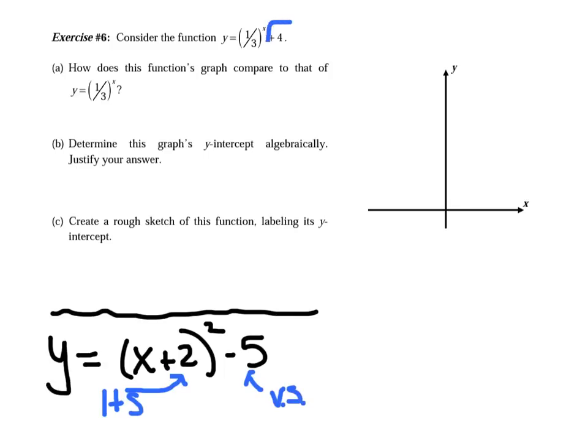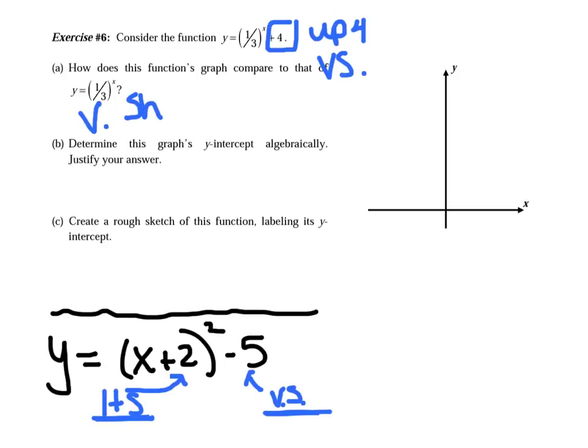What do you think this plus 4 does to your graph? Do you think it's a horizontal shift or a vertical shift? Hopefully you're saying that plus 4 shifts the graph up 4. That is a nice vertical shift. All right, so how does it compare? Again, I would say a vertical shift up 4.